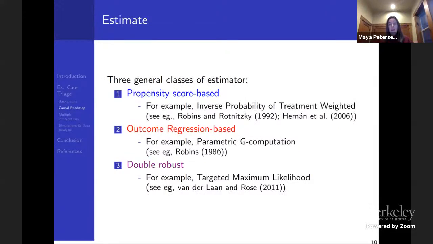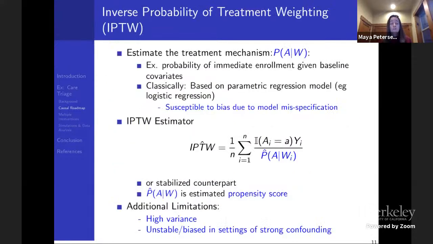So with that estimand, we have three general classes of estimator we could think about using to implement it. These are propensity score or treatment mechanism-based estimators, such as inverse probability of treatment weighting; outcome regression-based estimators, such as parametric G-computation; and then our double robust estimators, such as targeted maximum likelihood, which we'll focus on today. For our inverse probability of treatment weighted estimator, it's worth reviewing this briefly or introducing it for those not familiar, because it gives some insight into the relative performance of the targeted maximum likelihood estimator and lets us understand some of the components that go into implementing it.